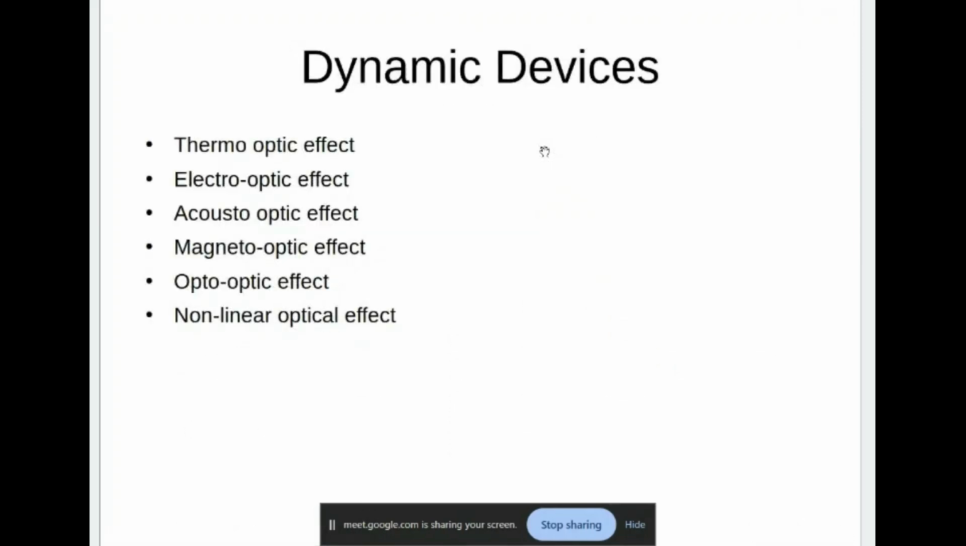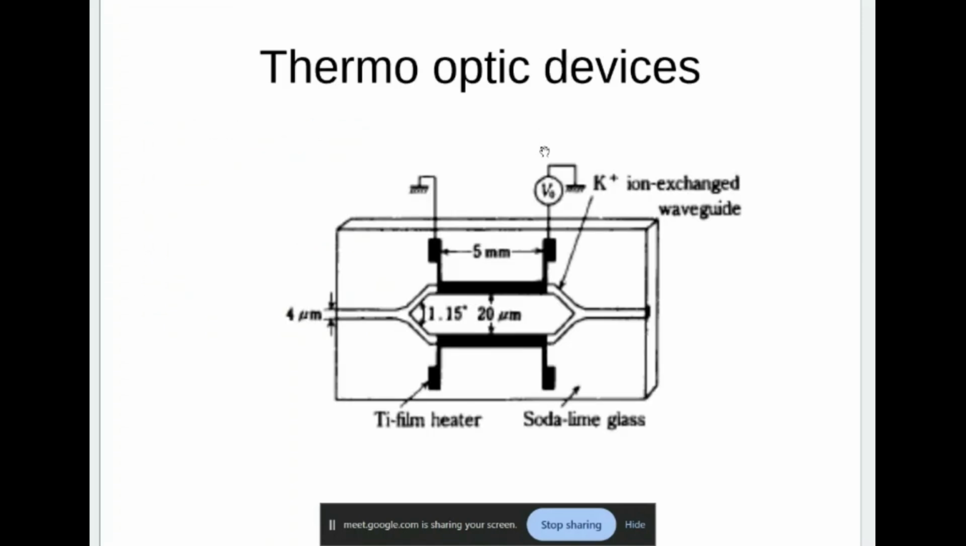I'll show you a few dynamic devices. These are based on all these effects: thermo-optic effect, electro-optic effect, magneto-optic effect, and so on. So we have to introduce that effect. So this is an example of a very simple, crude example of a thermo-optic device. You have an interferometer, and the arms of the interferometer have heating electrodes. You heat the device, heat the waveguide to change the refractive index. So you can make on-off switches and so on.